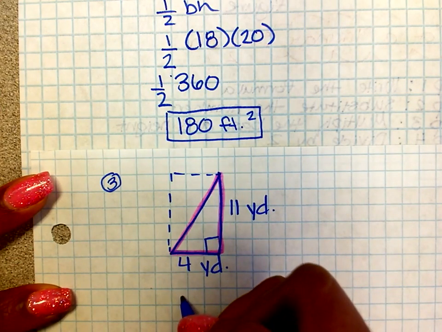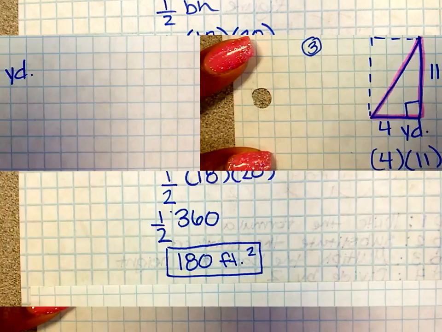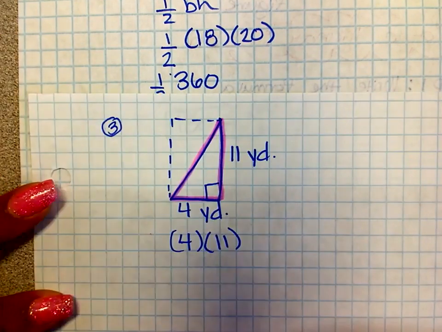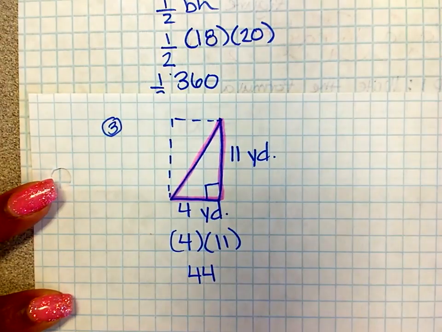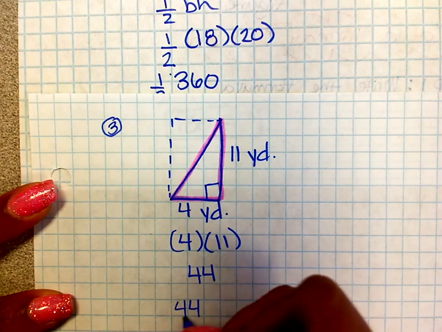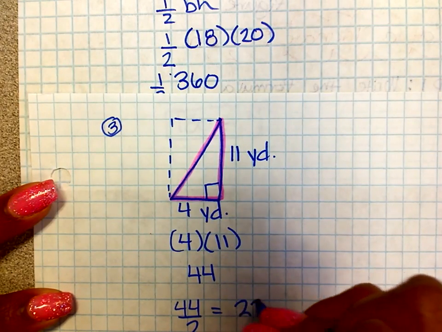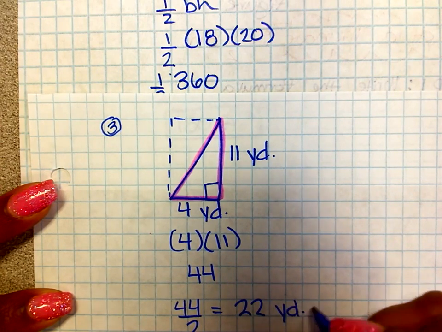So my base is 4. My height is 11. 4 times 11 is 44. Then I take 44 and divide it by 2, and I'm going to get 22. Oh, that's easy. 22 yards squared.